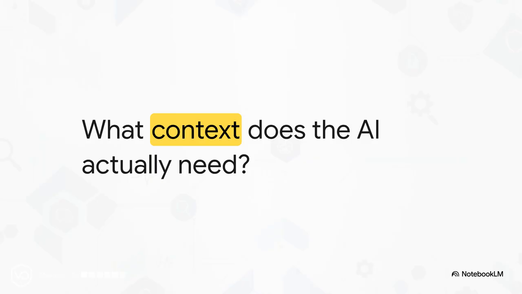Next up, question 2. What context does the AI actually need? This is all about finding that Goldilocks zone. If you just copy and paste an entire 50-page document when only 3 paragraphs actually matter, yeah, you're wasting massive amounts of tokens. But on the flip side, if you give it insufficient background, the AI just has to guess, and you end up with generic, unusable fluff.